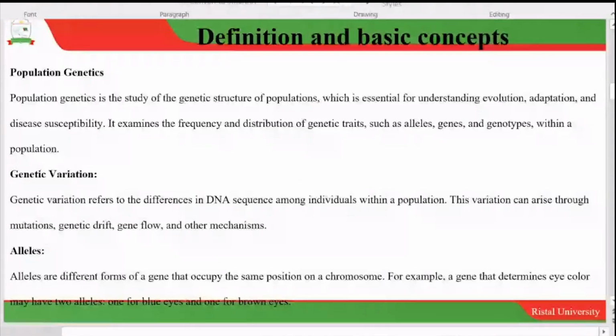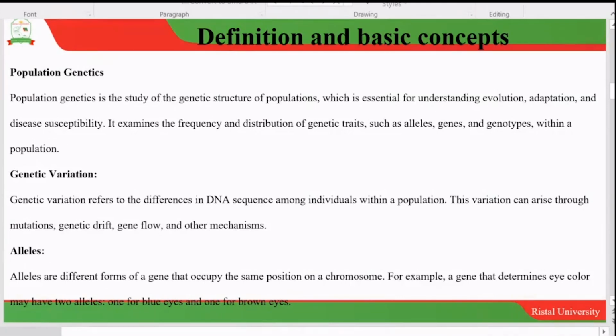That there are different forms of a gene that occupy the same position on a chromosome. So a gene that determines an eye color may have two alleles, one for the blue eye and one for the brown eye. In terms of art, we would refer to it as the texture color in there.